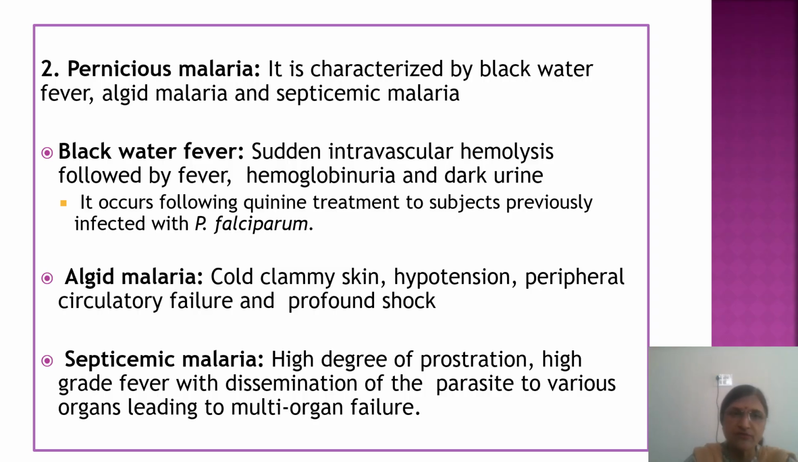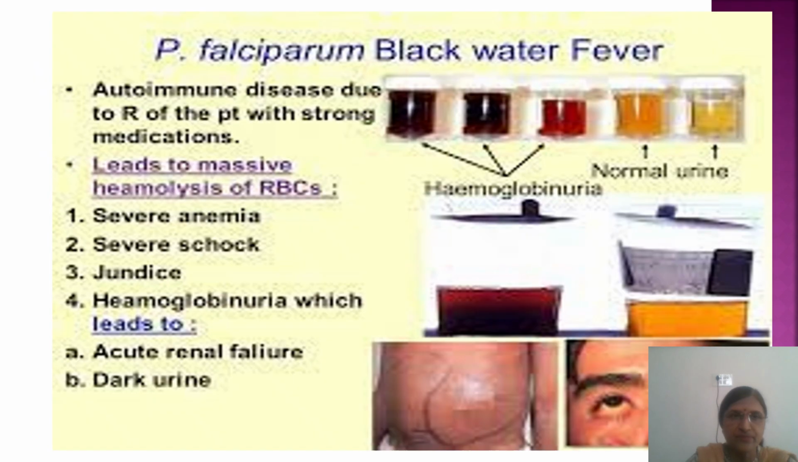And it is mainly seen in P. falciparum. In algid malaria, there is cold clammy skin, then hypotension, peripheral circulatory failure, and shock symptoms. Septicemic malaria has a high degree of prostration, high grade fever with dissemination of the parasite to various organs, causing multi-organ failure. So here you can see the urine color is dark, that is seen in hemoglobinuria. It is almost dark brown or black in color. Then the patient is having hepatosplenomegaly, so liver and spleen are enlarged. The patient is having jaundice, which is mainly hemolytic jaundice, and then the patient goes into renal failure.